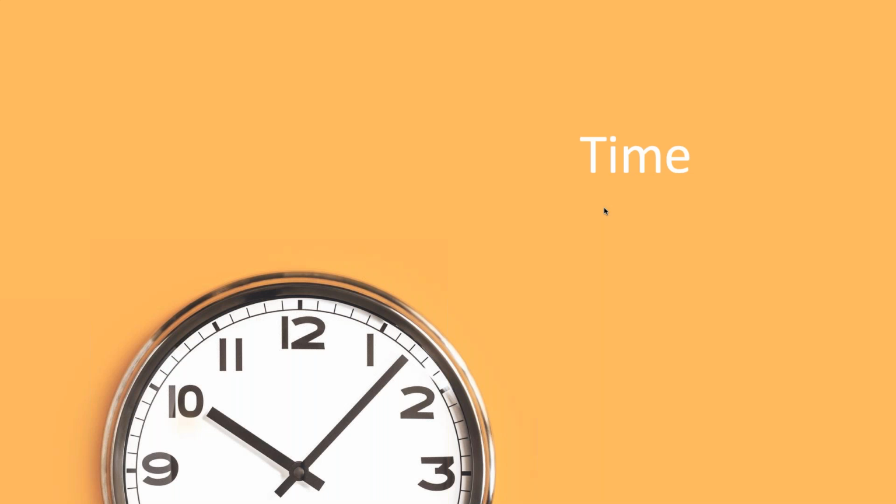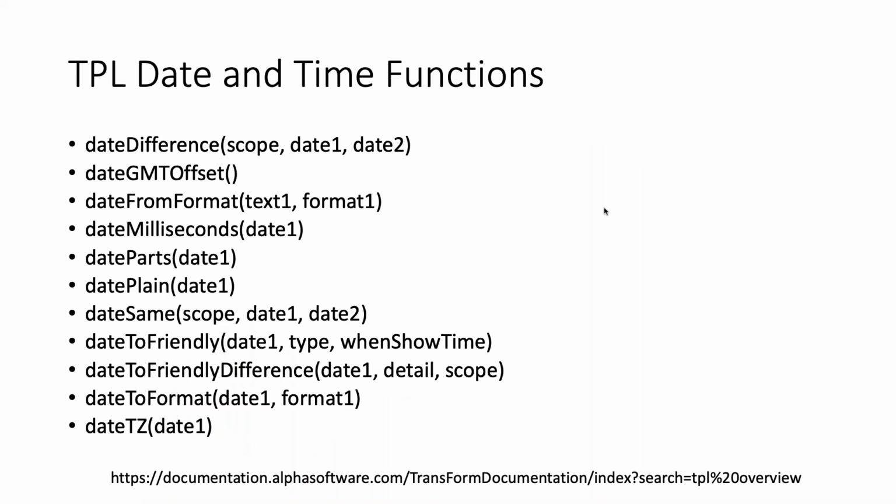Thanks very much. All right, so let's take a look at the date and time functions. You will find these in the documentation at alphasoftware.com, transform documentation, and you want to do a search for TPL overview. This is where you'll find it in the TPL overview section. There are about a dozen date and time functions that you have access to. Some of the more interesting ones are date difference, which will tell you the difference between two dates. Is it 2 days apart, a week apart, a year apart, a minute apart, because these are date time functions.